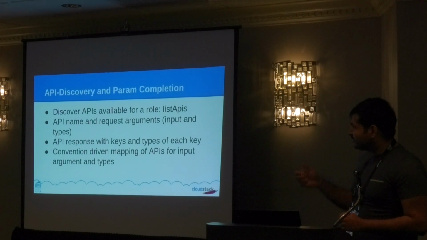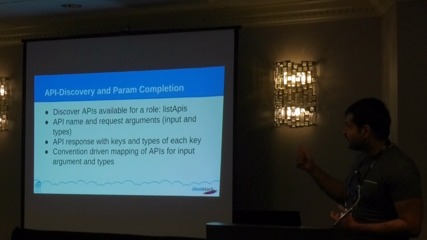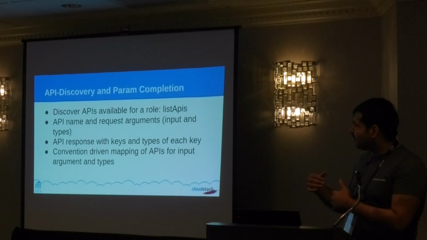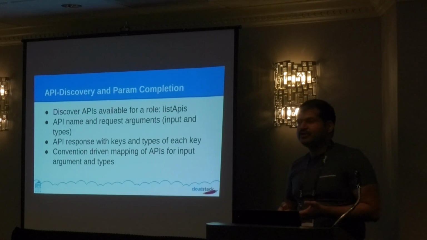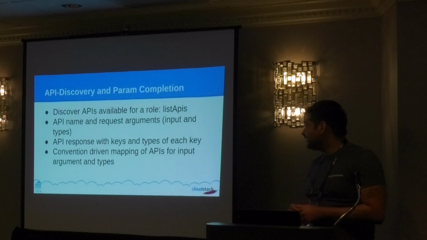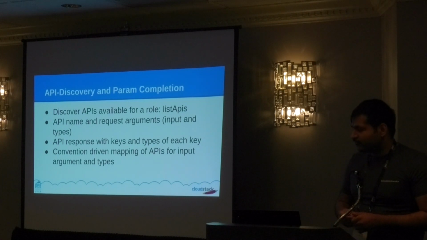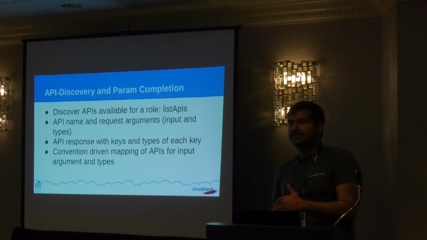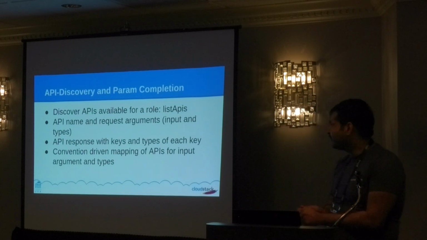As part of the response of listAPIs, we get the API name and an array of arguments that you can use. For each argument, you get a type and some description, some limits like length and things like that. And we also know for each API what the response may look like, what kind of JSON may be returned as part of the API response.